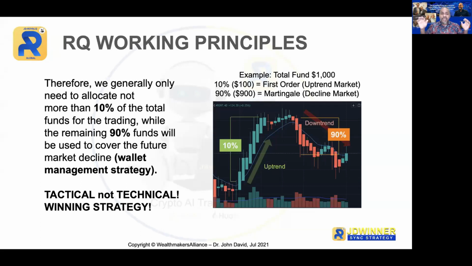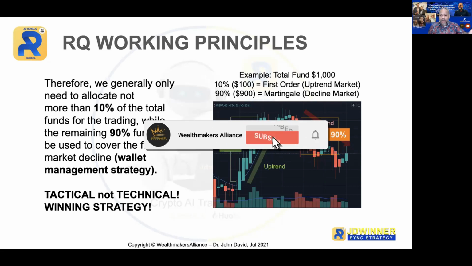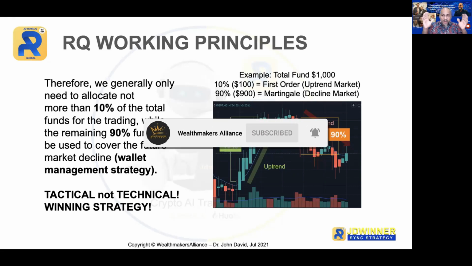I hope you are blessed. This is an important working principle. If you don't understand this, then you will start to ask unnecessary questions because you don't understand the working principle of it. Can you see that? Now I believe you are getting the whole picture of how Royal Quantitative, especially the Martingale strategy and the wallet management, actually works. I hope you are blessed.